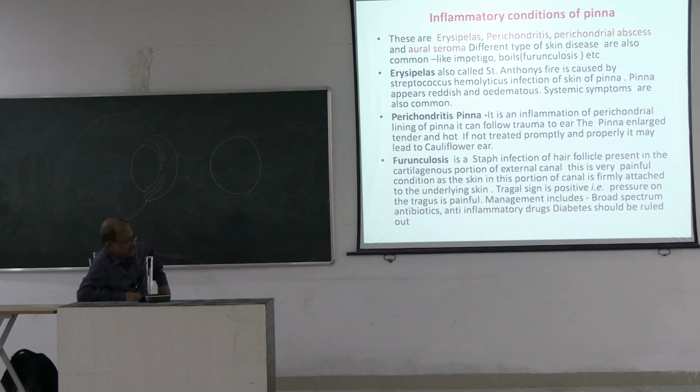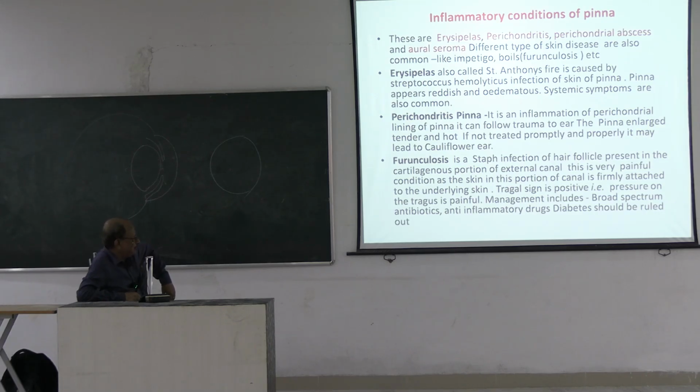There is swelling of the pinna. It is very tender and hot. These are signs of inflammation: rubor, calor, dolor, tumor and functio laesa. These are the 5 cardinal symptoms of any kind of inflammation. You have read pathology, haven't you? It is tender and hot.